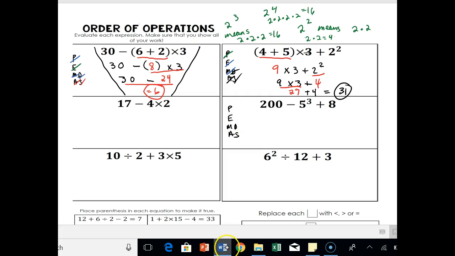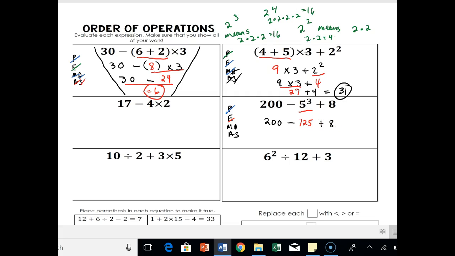And do I have any parentheses? No, I do not, so I don't need to worry about it. Do I have exponents? Yes, I do. So I'm going to actually do my exponents. 5 to the third is really 5 times 5 times 5. 5 times 5 is 25, and 25 times 5 is 125. Look on your reference sheet if you don't believe me, or use a calculator. So 200 minus 125 plus 8.